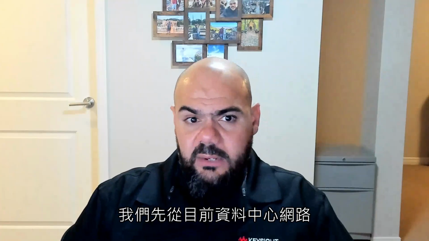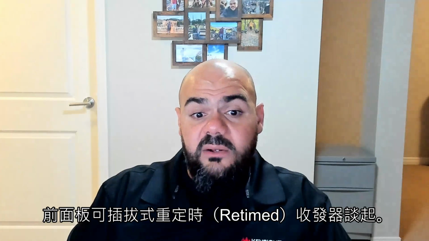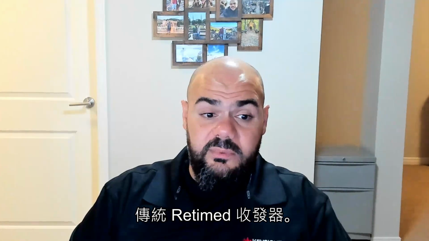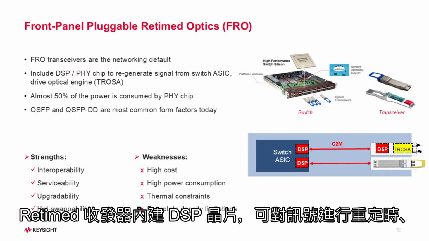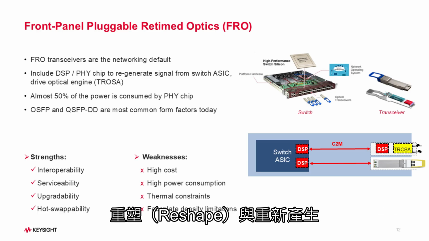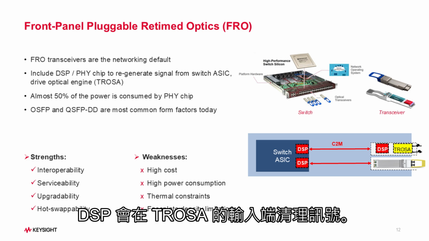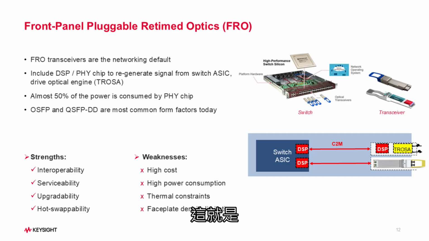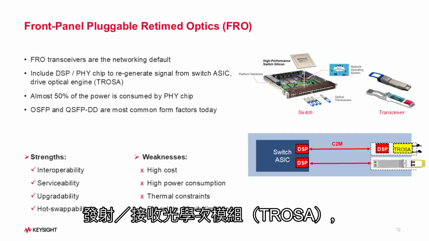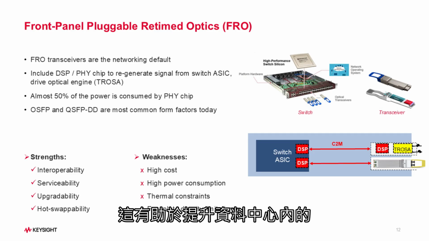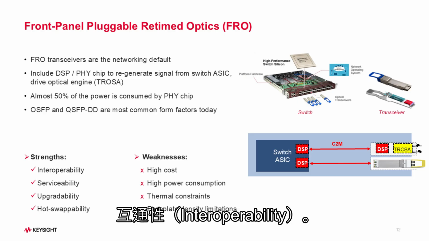Let's start by taking a closer look at the existing and emerging optical interconnect technologies in the data center. And we'll start with the networking default in the data center, that is front panel pluggable retimed transceivers, or simply we're going to call them classical retimed transceivers. A retimed transceiver includes a DSP PHY chip that retimes, reshapes, and regenerates the signal that is driven by the switch ASIC. The DSP cleans up the signal at the input of the T-ROSA, as you can see in this graphic, the transmitter-receiver optical sub-assembly, and that helps with interoperability within the data center.